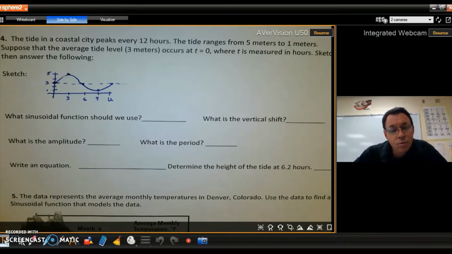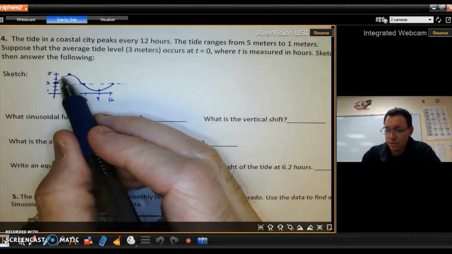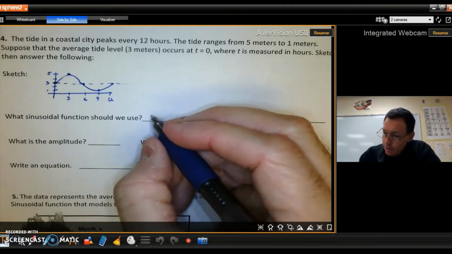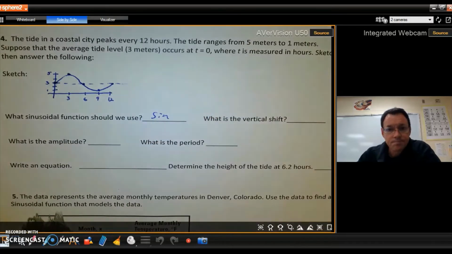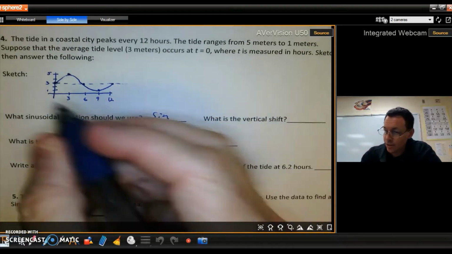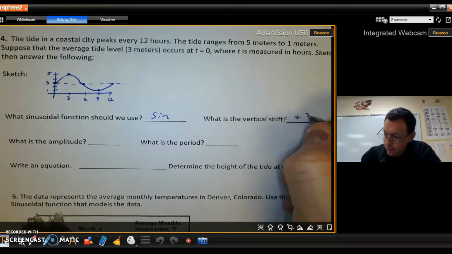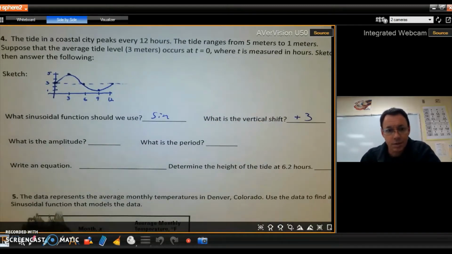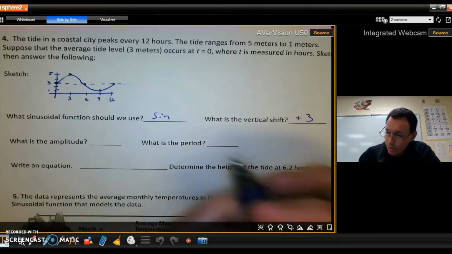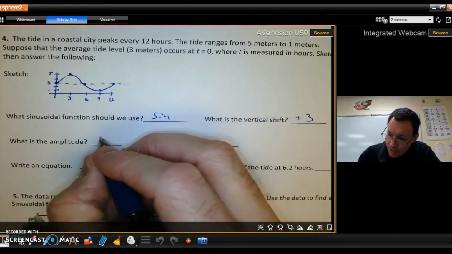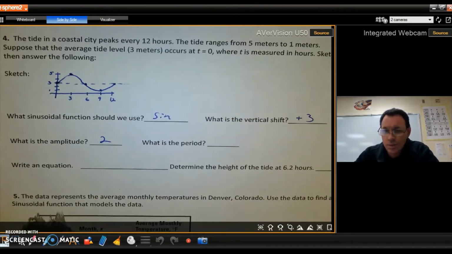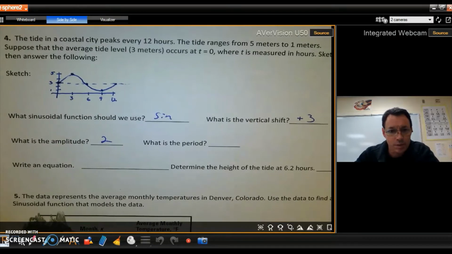Okay, so once we have a picture, now we're doing just what we did on the previous page. What function is this? Well, it starts in the middle, goes up, down, and up. So this is a sine graph. What is the vertical shift? Well, normally we're at the x-axis, and now we're at 3, so that's our vertical shift. So plus 3, up 3, that'll be at the end of our equation. What's the amplitude? Well, this is 3, and that's 5, so that's a difference of 2. Once you've got a picture, you can whip through this pretty quick.